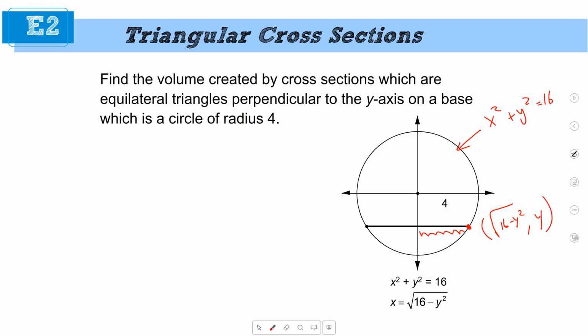Good. Which makes this whole thing in blue 2 root 16 minus y squared. Are we okay with that? Good. If it was a square, if I was a nice person and I said let's stack squares on top of that thing, it would be a lot easier. I'm not a nice person, and so I decided to use equilateral triangles. Boom, there's my equilateral triangle.